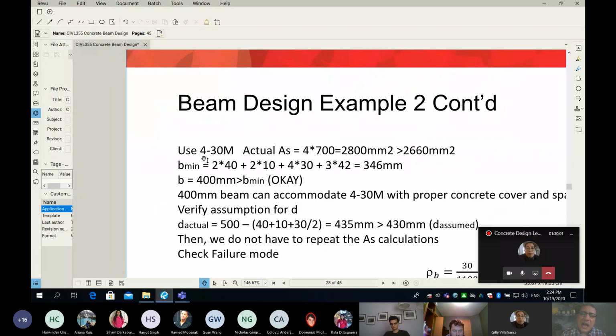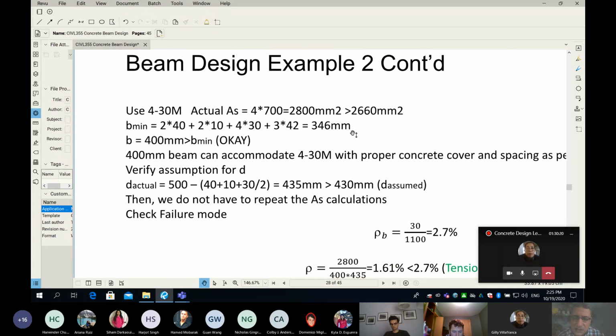And if you use 4, what happens is you say area of steel actual, because that's really the actual steel that will go into your beam, equal to 4 multiplied by 700, then you get 2800, and you can see it is more than 26.